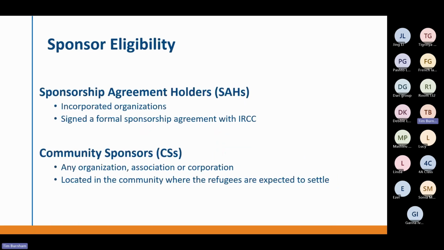So just to go over each of these groups again, a sponsorship agreement holder is an incorporated organization, and it has signed a formal sponsorship agreement with IRCC and the government. A community sponsor is any organization or association that's located in the community where the refugee is going to settle.